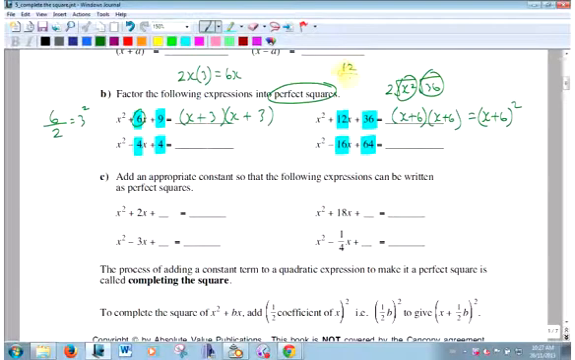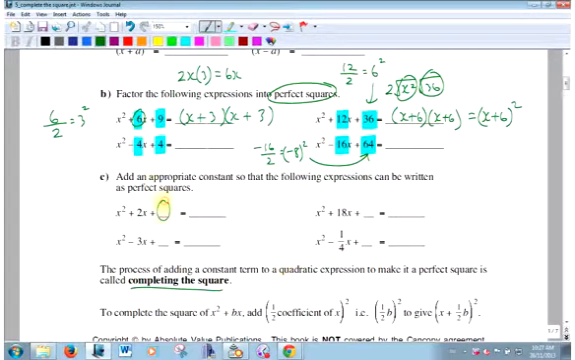What's half of 12? Oh, I got dyslexic. What's half of 12? 6. What's 6 squared? Is that 36? All right. What's half of negative 16? Negative 8. What's negative 8 squared? That's what we're doing. That's how we complete the square.